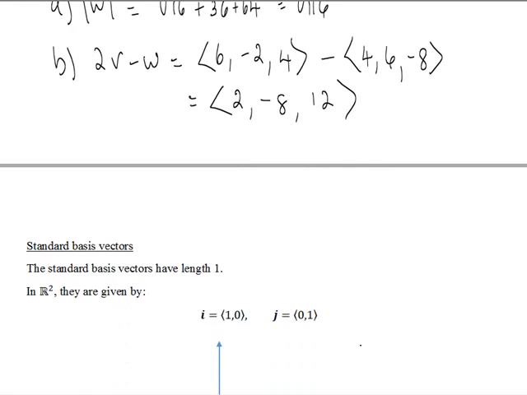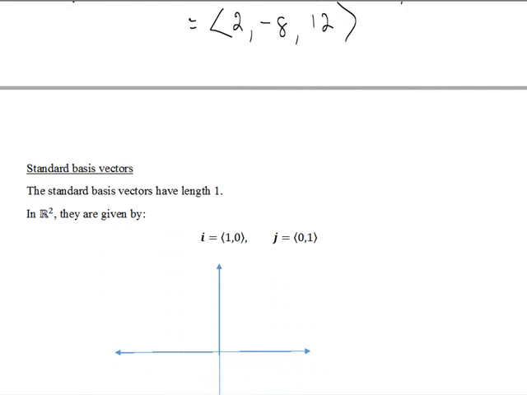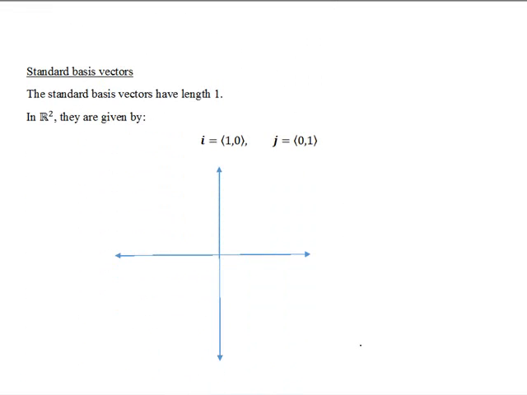Let's look at the standard basis vectors. And why do they call them standard basis vectors, by the way? Because any vector can be written in terms of these vectors. Whenever you see the term basis, and you will see that happening maybe in linear algebra, that means everything else, any point, vector, whatever, can be written in terms of those vectors or points. That's why they call them bases. So what are the standard basis vectors? The important property is that they have length 1. So what are they in R2?